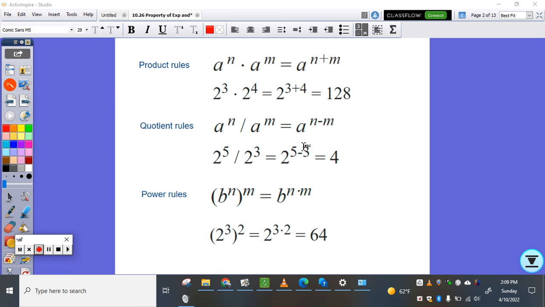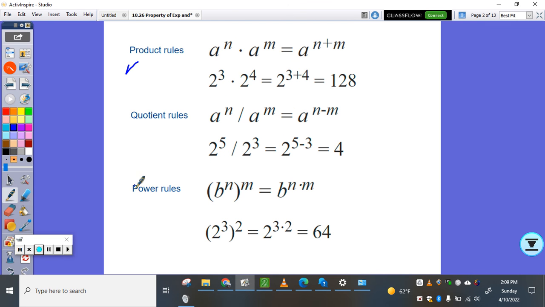All right, guys. I'm going to do a brief lesson on exponential properties using the product rule and the power rule.